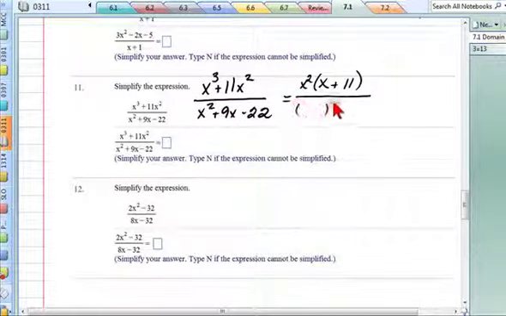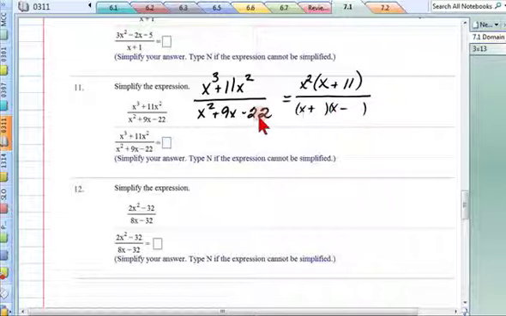Let's see. Can we use our little sneaky thing? What do you think one of the factors will end up being? X plus 11. I hope so. We'll see. I need one plus and one minus. I need an x and an x. Factors of 22 that have a difference of 9. 11 and 2. And sure enough, there's my 11 and there's my 2.